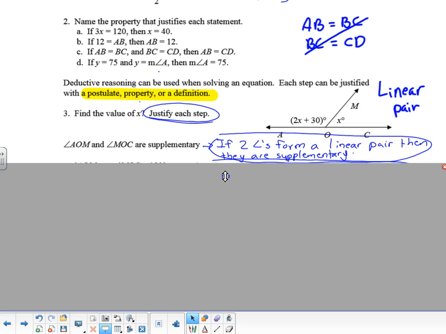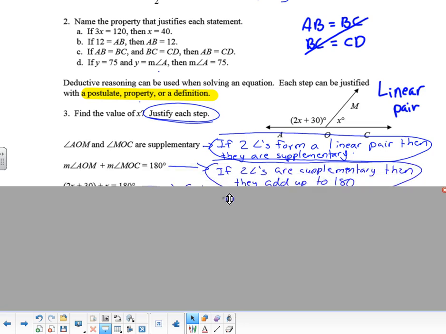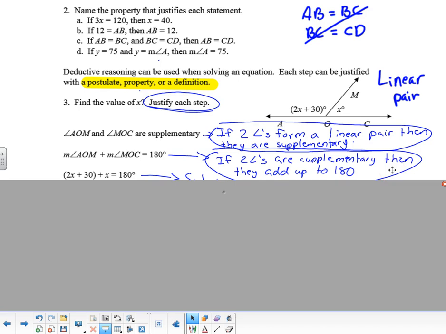Now what do we know about the definition of supplementary? That they add up to 180. So we can say the measure of angle AOM plus the measure of angle MOC equals 180. If two angles are supplementary, then they add up to 180. Sometimes we say they sum to be 180.